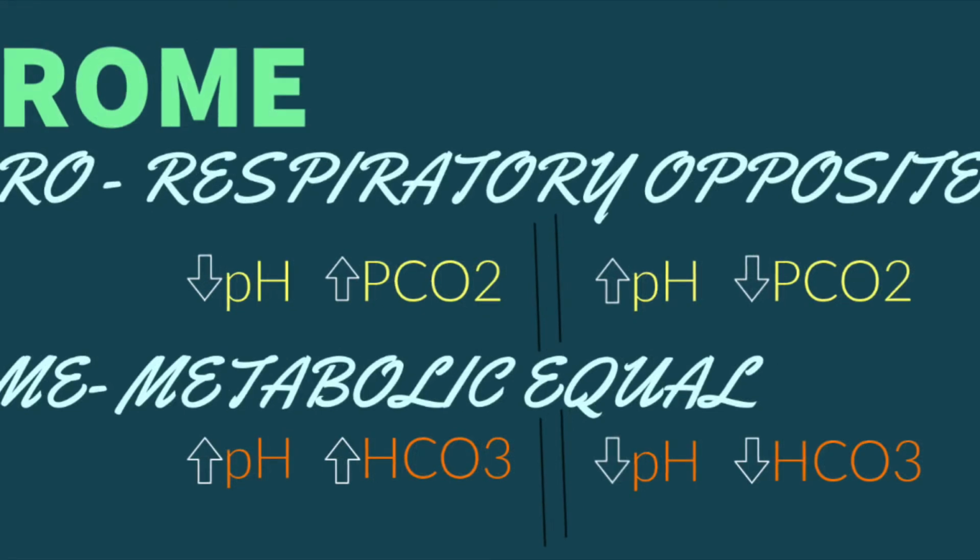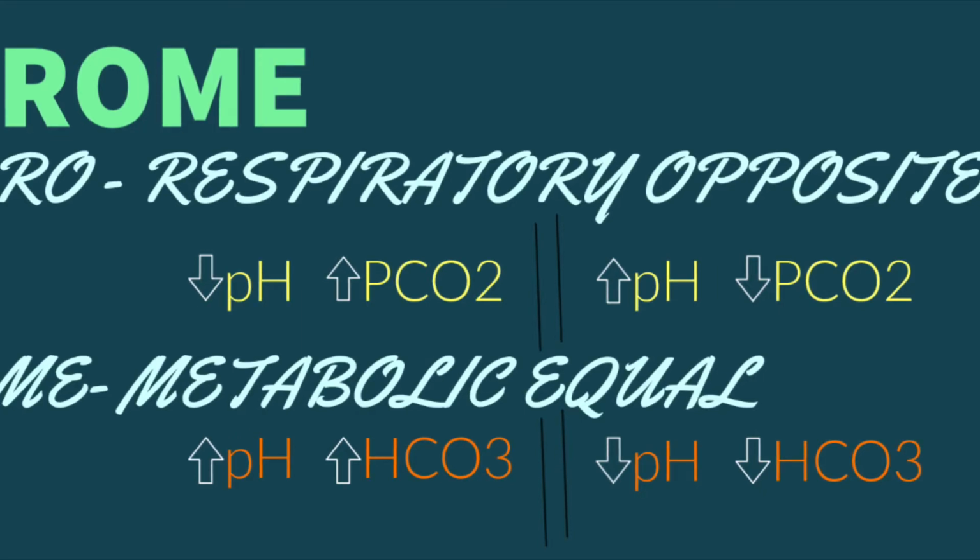Here is what happens in respiratory opposite. The directions of both levels will be opposite. When pH level decreases, carbon dioxide level will increase. When pH level increases, carbon dioxide level will decrease.